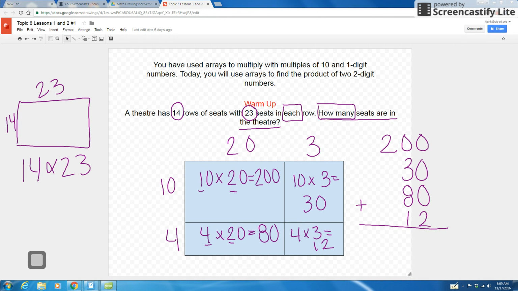So when we add, we have 0 plus 0 plus 0 plus 2 is 2. 0 plus 3 is 3, plus 8 is 11, plus 1 more is 12. Regroup. 1 plus 2 is 3. So our final answer would be 322. But we need our label, so they wanted to know how many seats. We would have 322 seats in our theater.